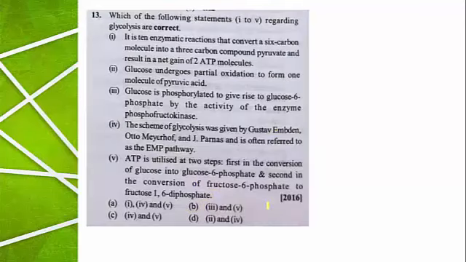Then moving to the next one, which of the following statements 1 to 4 regarding glycolysis are correct? It is 10 enzymatic reactions that convert a 6-carbon molecule into the 3-carbon compound pyruvate, resulting in a net gain of 2 ATP molecules. This statement is correct about glycolysis. Going through the schematic representation of glycolysis, you will get 10 steps and each step is catalyzed by an enzyme.